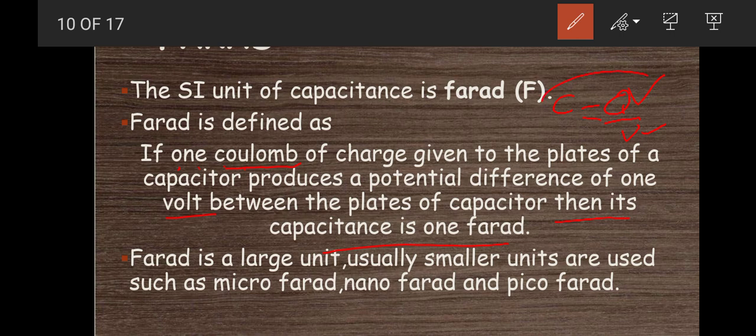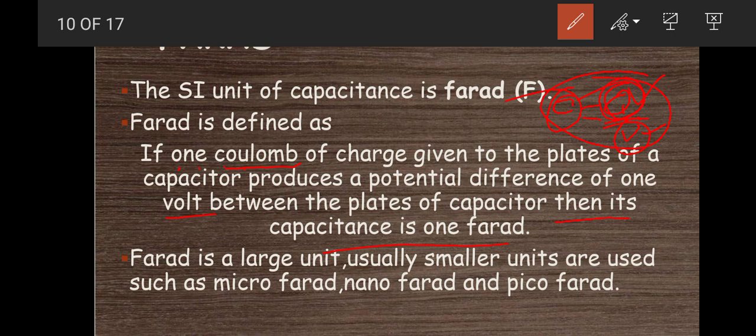It is always easy to define the unit of any quantity from the formula. As you can see, C equals Q by V. If 1 coulomb of charge is stored on the capacitor and produces a potential difference of 1 volt, its capacitance will be 1 farad.